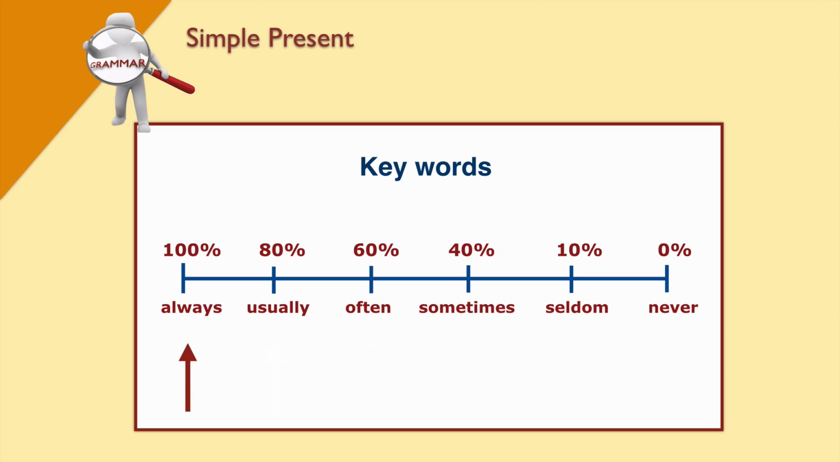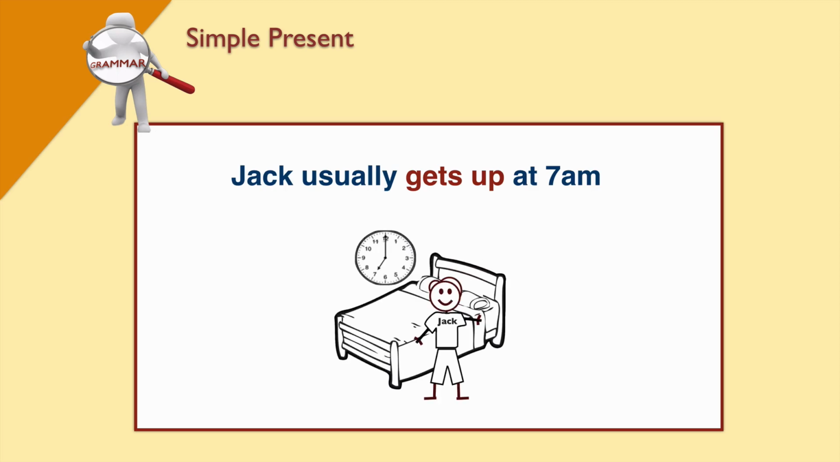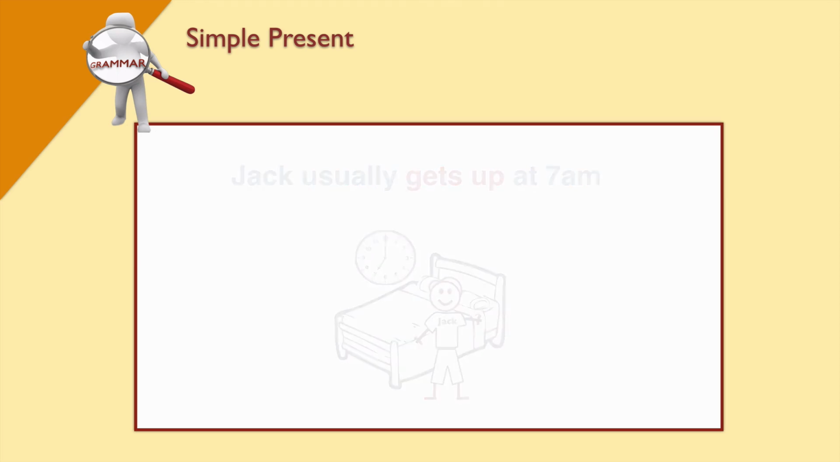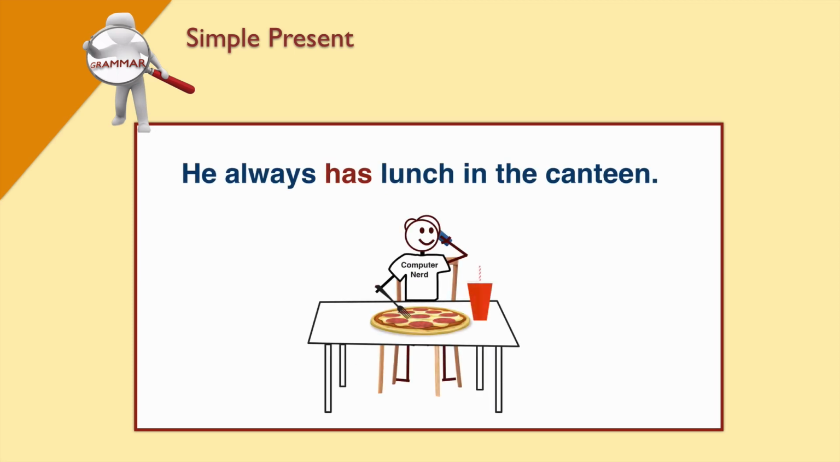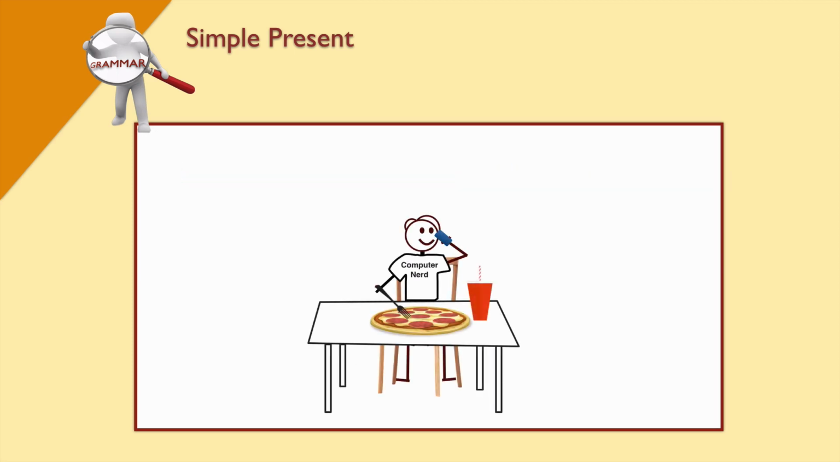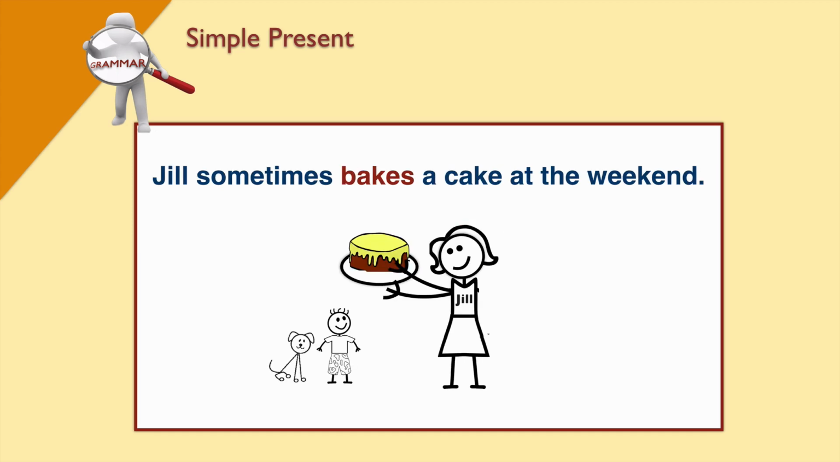usually, always. Some examples. Jack usually gets up at 7 a.m. He always has lunch in the canteen. He often calls his wife during his lunch break. Jill sometimes bakes a cake at the weekend.